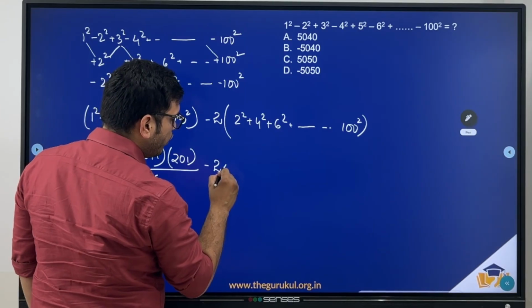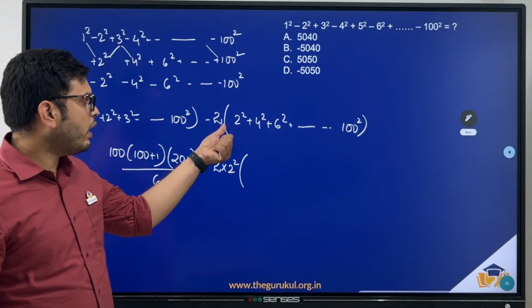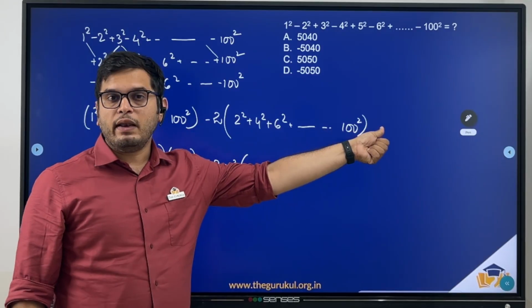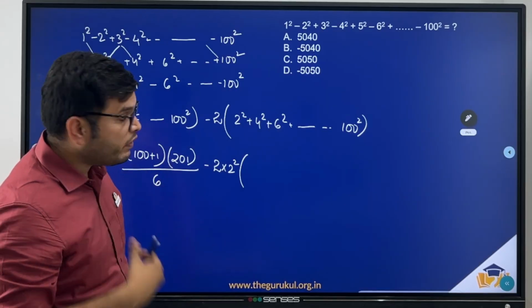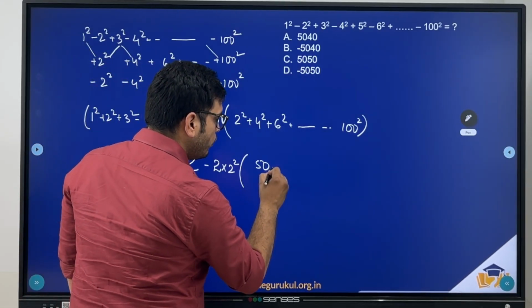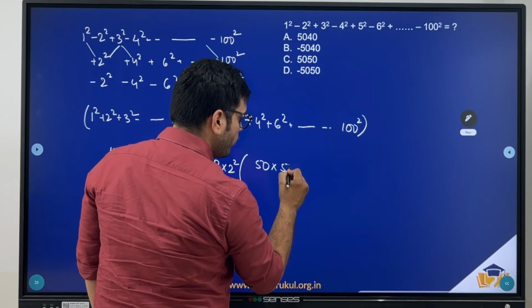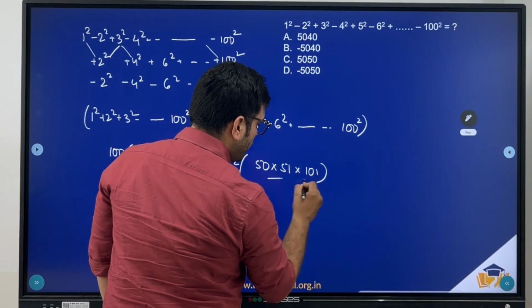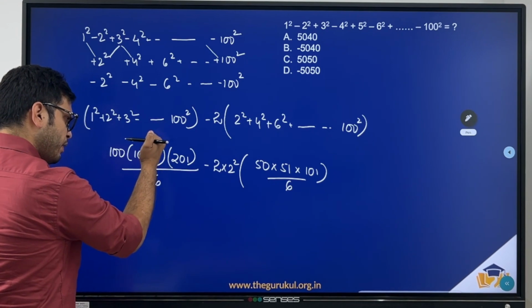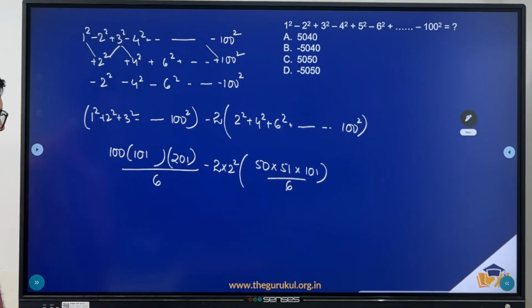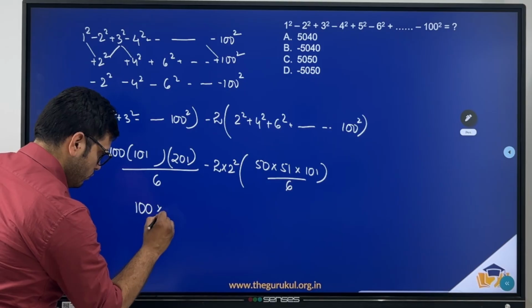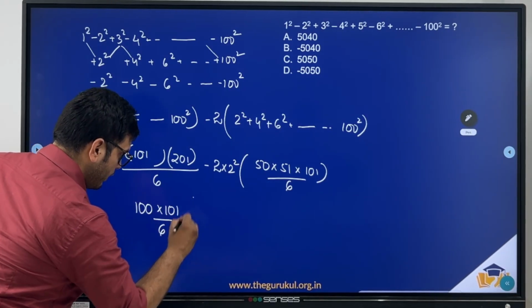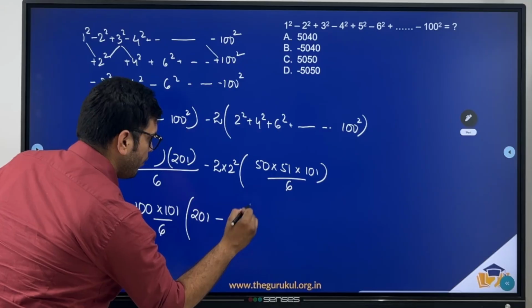So you will be having 2 into 2 square into 1 plus 2 square plus 3 square, so until 50 square, right? So the sum of the squares of first 50 natural numbers. So n into n plus 1 into 2n plus 1 by 6, right? Let me write this as 101. Now what can I take common? I can take 100 into 101 by 6. Then we'll be having 201 minus.